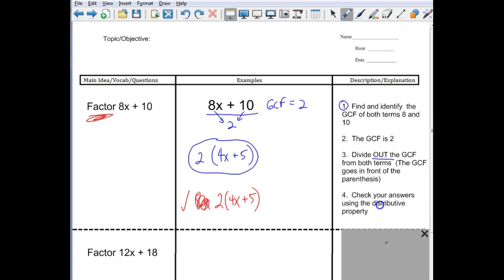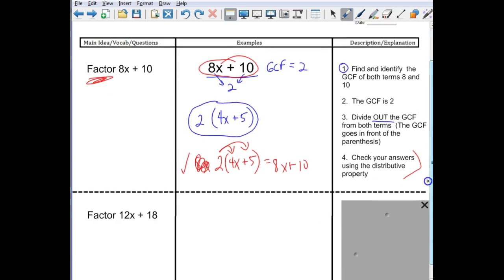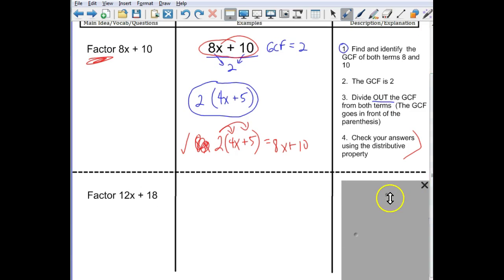I'll show you right here. Check your answer using the distributive property. If you take your answer and you distribute that and simplify it, 2 times 4 is 8x, 5 times 2 is 10. You should get what you started with, which I did, right there. And that's basically what we're doing today. You're basically doing the distributive property backwards.